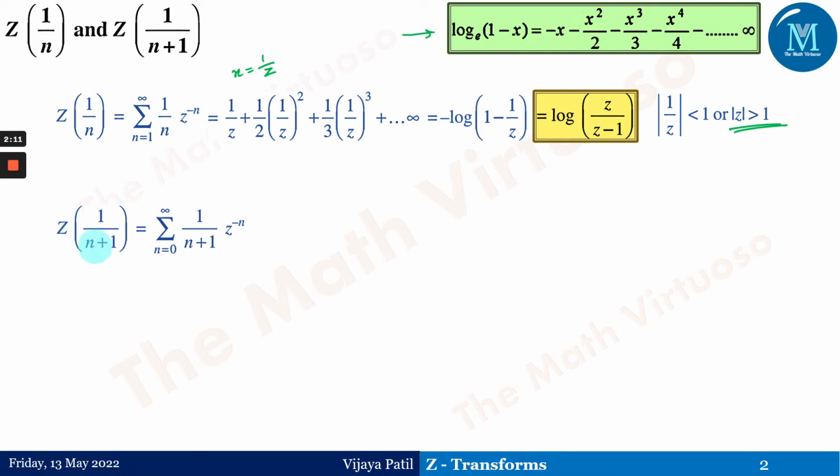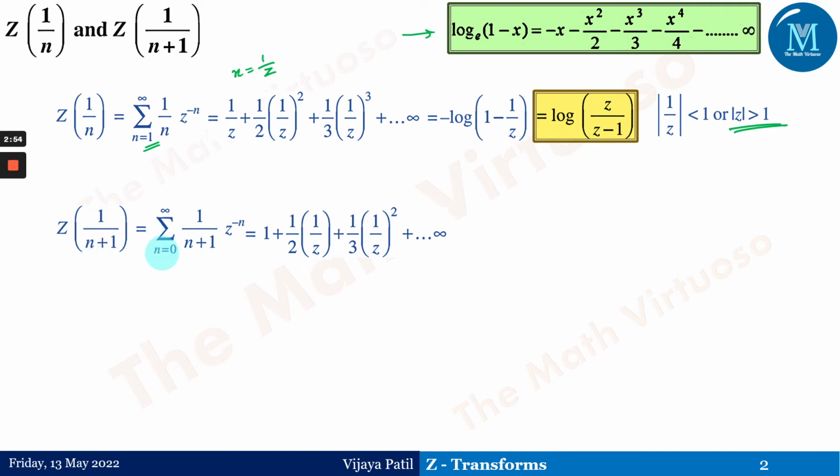Similarly, Z transform of 1 upon n plus 1 is done the same way, putting the value of n equals 0, 1, 2 and so on. Now you can check one very important thing here: in the previous case we started the summation with n equals 1, because the function is 1 upon n. If we start that summation from 0, we get 1 upon 0, which goes to infinity. Similarly, here the summation needs to start from n equals 0. If you start from n equals 0, this is going to be 1 by 1. But if we start this summation from minus 1, we get 1 upon 0, which is again infinity.